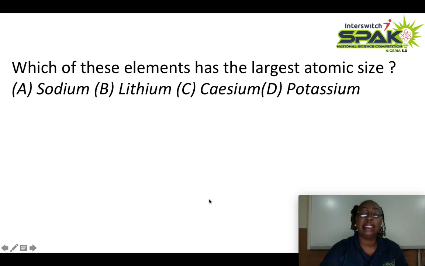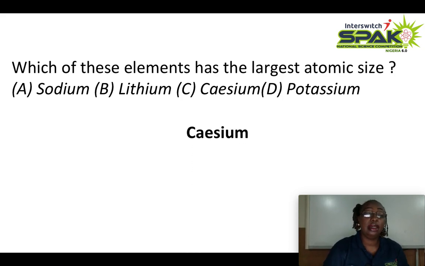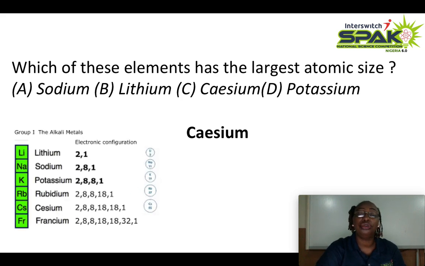Which of these elements has the largest atomic size? In short, they're asking which one is the biggest. How do we know the biggest? How do you know the size of an element? It has to do with the atomic number. If you look at it, the answer to this question should be cesium. Cesium is the answer. The atomic number for sodium is 11, lithium is 3, potassium is 19, and cesium is way bigger than all of them. So that is how to know the largest, or how big an atom is.